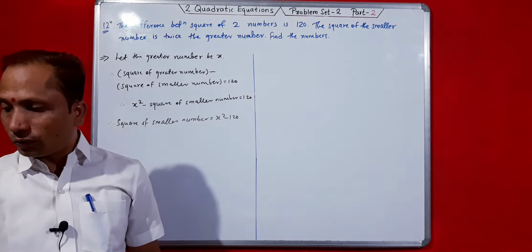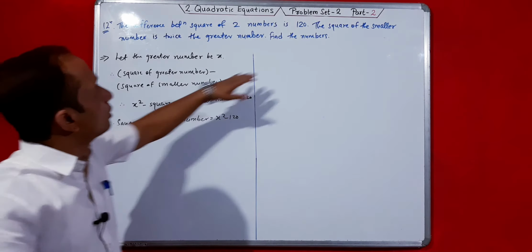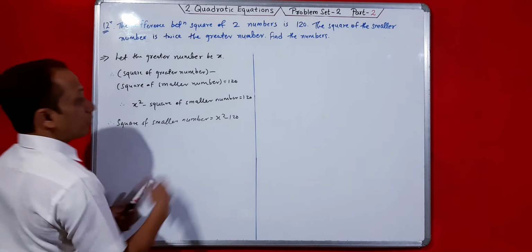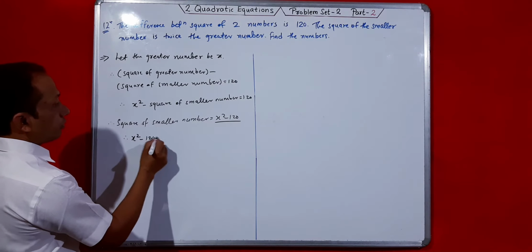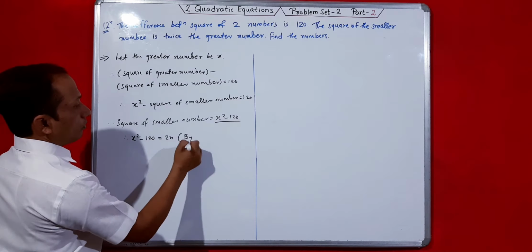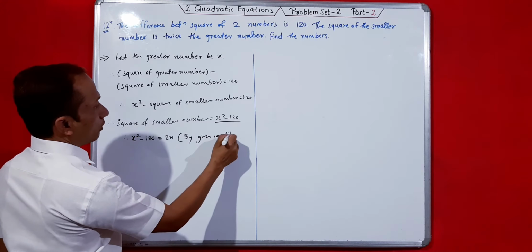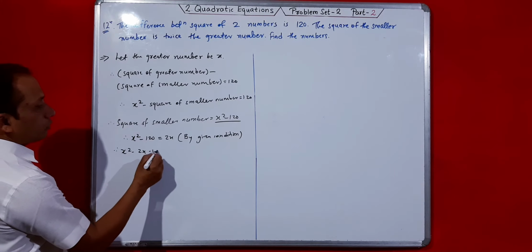But what is the condition, what is the comparison given? The square of the smaller number is twice the greater number. So this square is twice the greater number. Therefore x square minus 120 is equal to 2x, by given condition. You write by given condition here. Therefore x square minus 2x minus 120 is equal to 0.